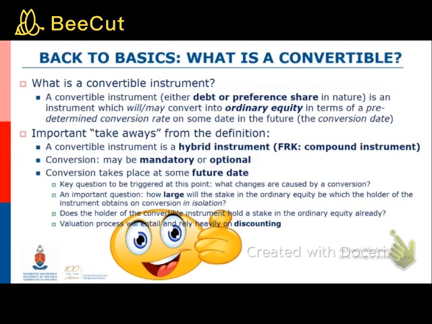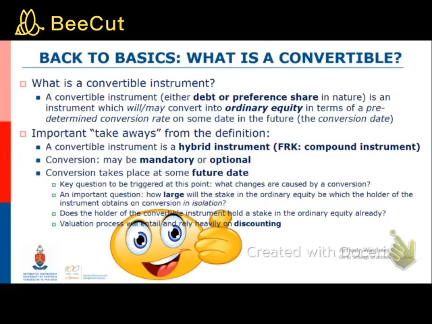One of the takeaway points here is that the conversion could be mandatory, in other words, you can only convert, or it could be optional. Where the conversion is optional, the other alternative would be to have the instrument redeemed, and the right to decide will either reside with the issuer, in other words, the company issuing the instrument might have the right to decide whether to redeem or convert the instrument, or the holder of the instrument will retain the right to decide.